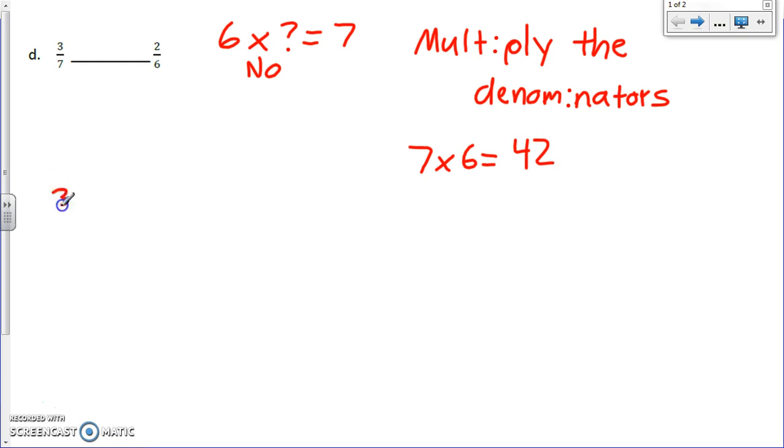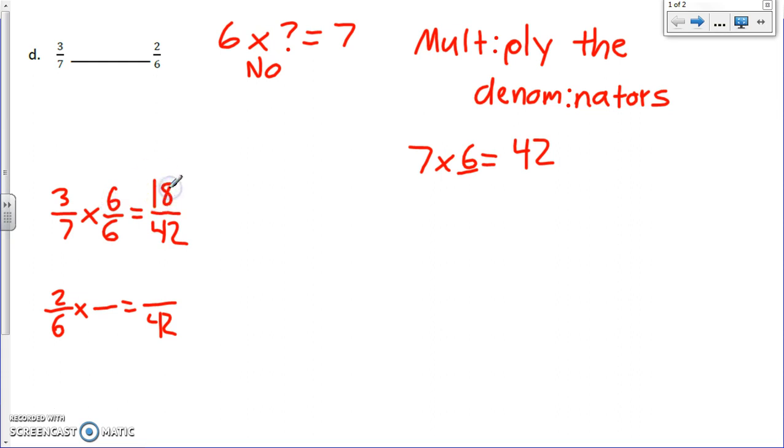So I'm going to take 3/7 times some number over some number equals a denominator of 42. And I also have to take 2/6 times some number equals a denominator of 42. Now, we know that 7 times what can get us to 42? The answer is 6. If I put a 6 on the bottom, I need to put a 6 on the top. When I multiply my two numerators, 3 times 6, I get 18. So 3/7 is equal to 18/42.